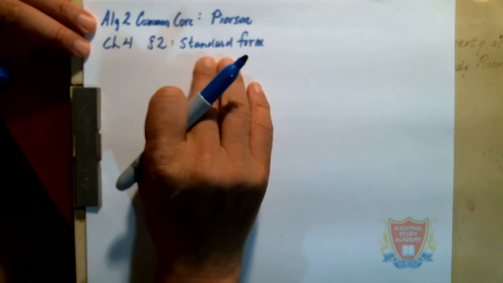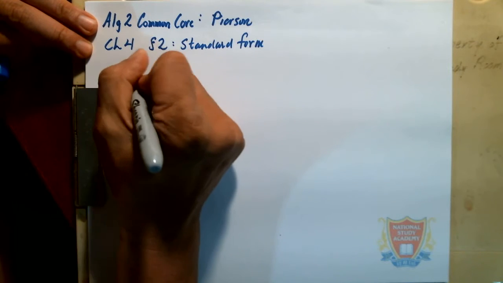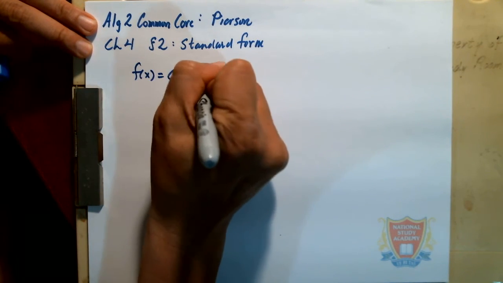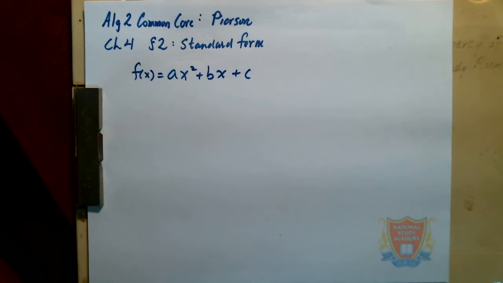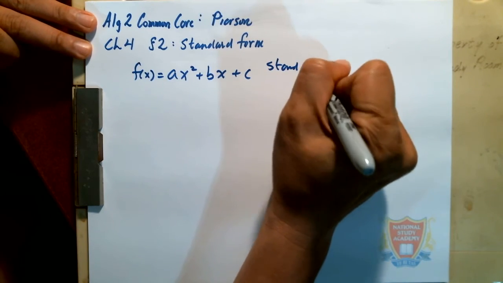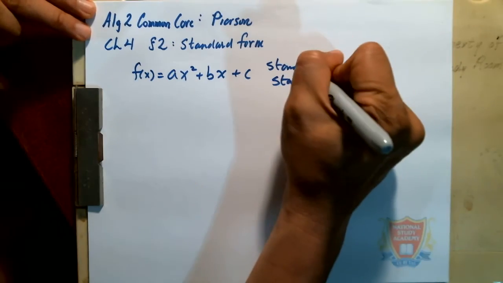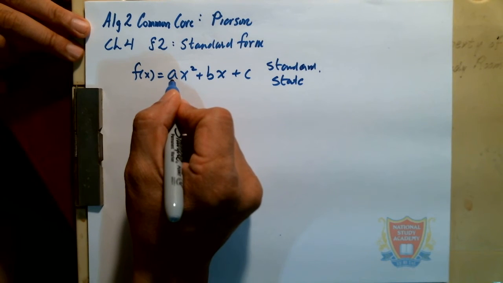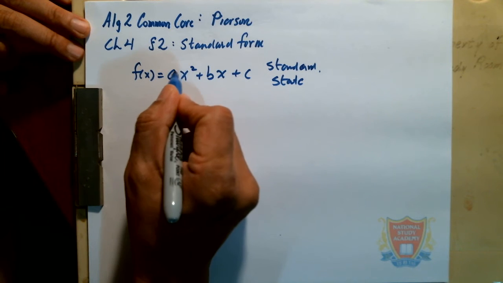So the standard form last time that we talked about from section 1, which was f of x, a function of x is equal to ax squared plus bx plus c. So we're going to revisit the standard form. I like to call this the standard state. It's a different state than the vertex state, right? So your a value is the coefficient. This is called the leading coefficient, by the way, because it's in front of the x squared.